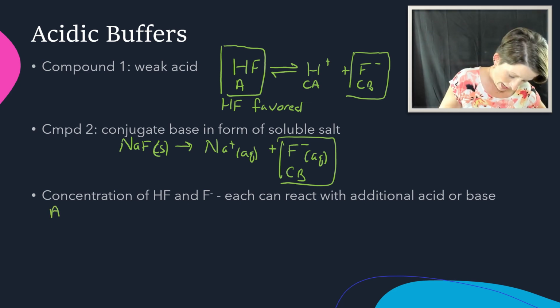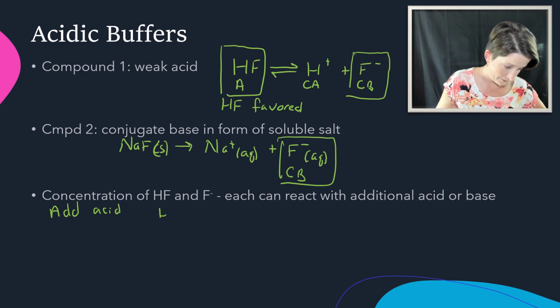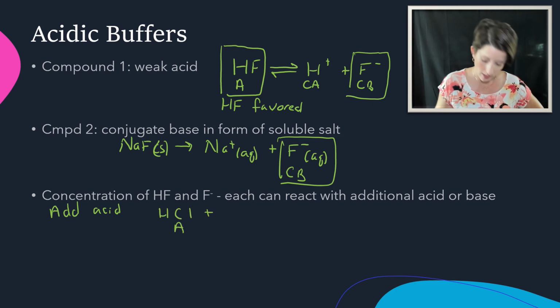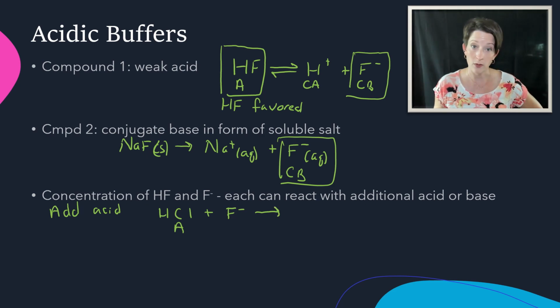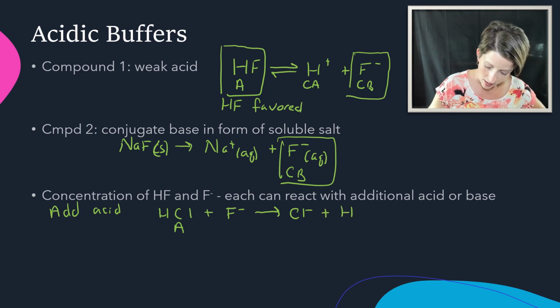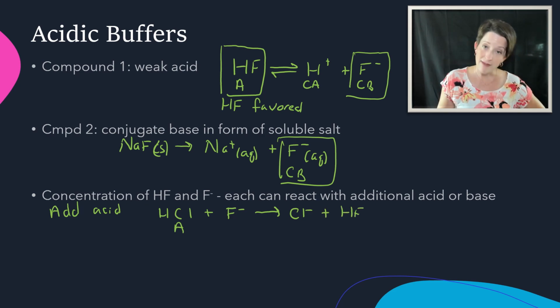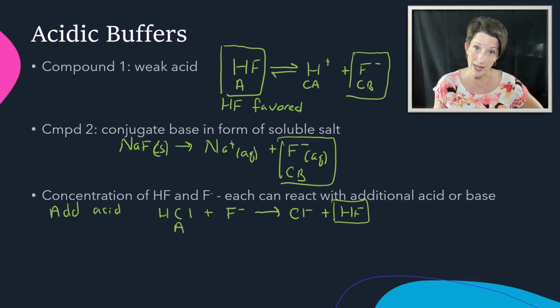But what happens when we add acid to this buffered system? So if we add HCl, HCl being an acid is going to react with a base. So it's going to react with our conjugate base, which is the fluoride ion. The hydrogen is going to go to the fluoride ion and the chloride is going to be in solution. So if you notice, when we have that acid, it reacts with the conjugate base and reforms the weak acid that is part of this buffer system.